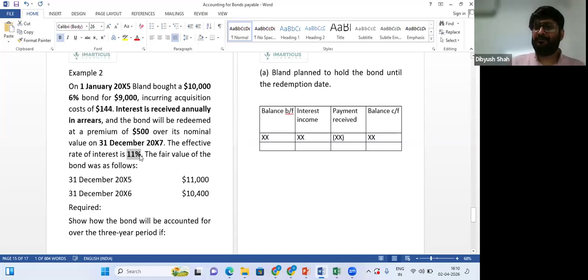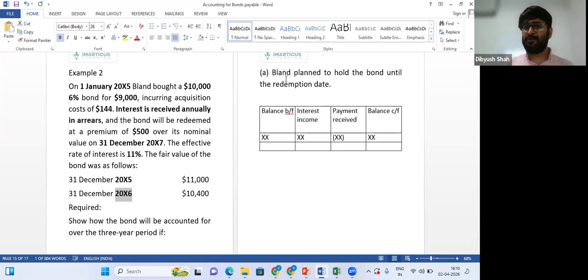Now they have given you the fair value, that is the market value of the bond, on 31st of December 2005, the first balance sheet date, 11,000. Second balance sheet date, 10,400. Show how the bond will be accounted for over the 3-year period if planned to hold the bond until the redemption date. Means amortized cost.